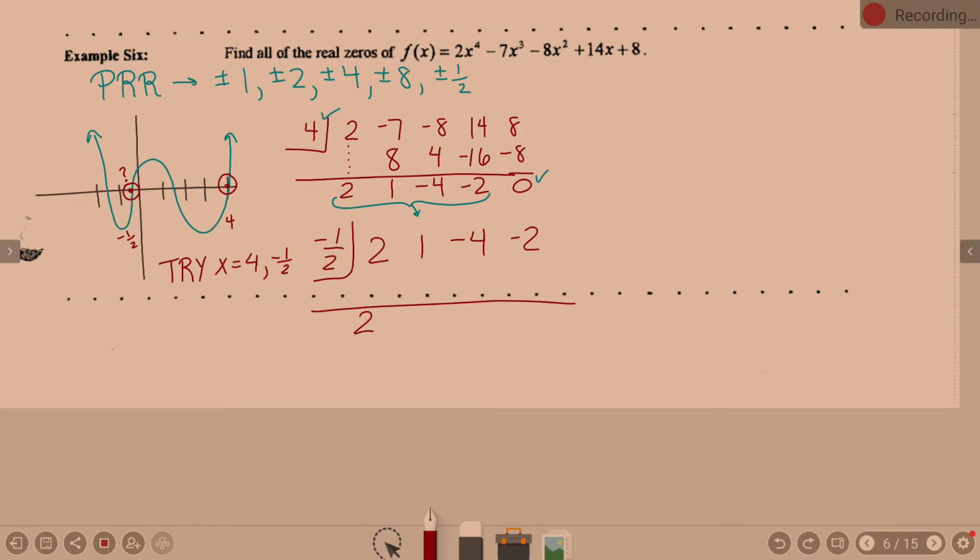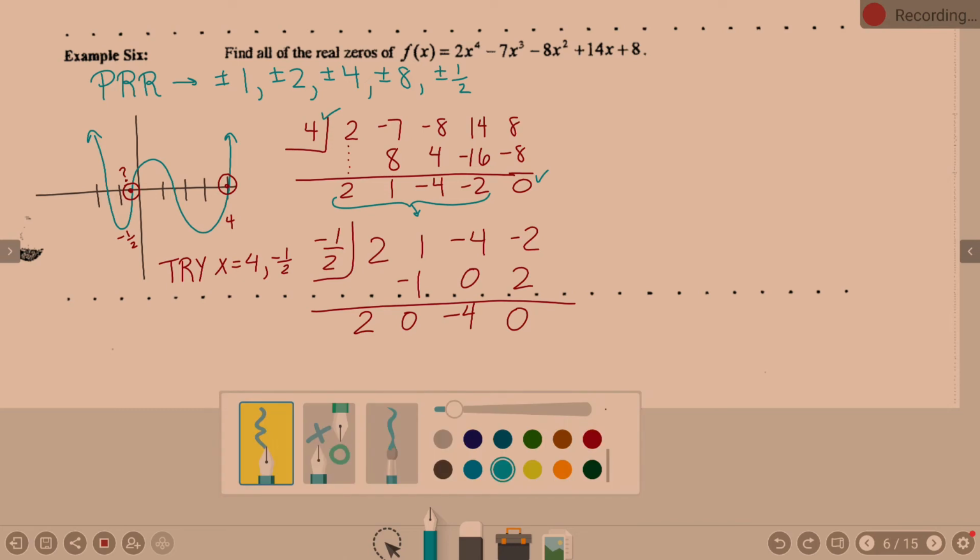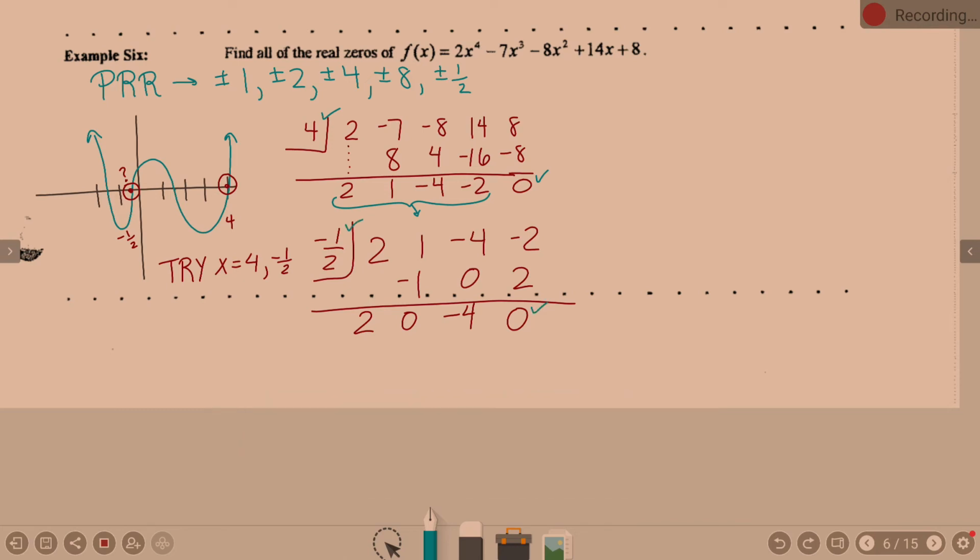So, negative 1/2 times 2 is negative 1. Half of 2 is 1. Negative times positive, negative. 1 plus negative 1 is 0. Negative 1/2 times 0, 0. Negative 4 plus 0, negative 4. Negative 1/2 times negative 4, negative 2. Half of 4 is 2. Add those, and we have a remainder of 0. So again, it worked, yes? So I know 4 and negative 1/2 are zeros.